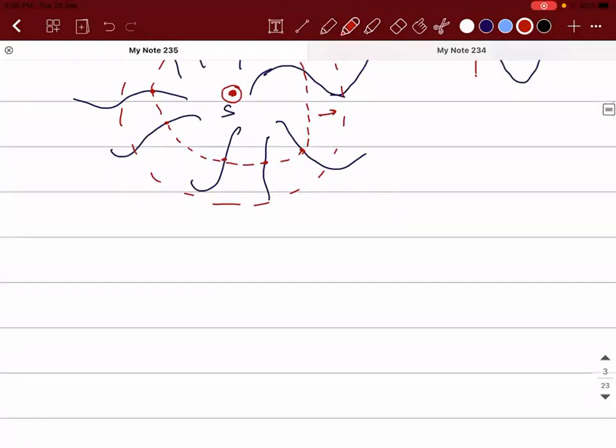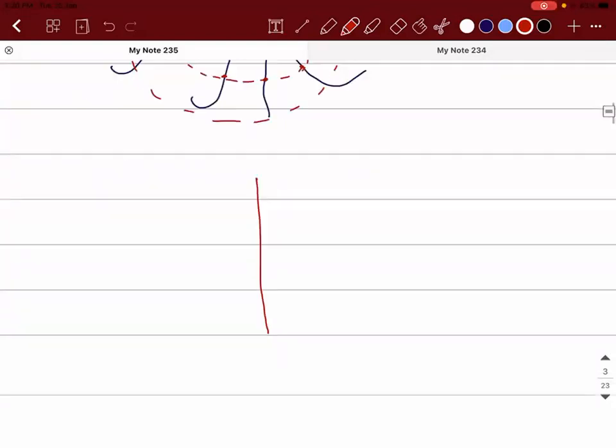Now let me take another example. Let's say I have a linear source of light.